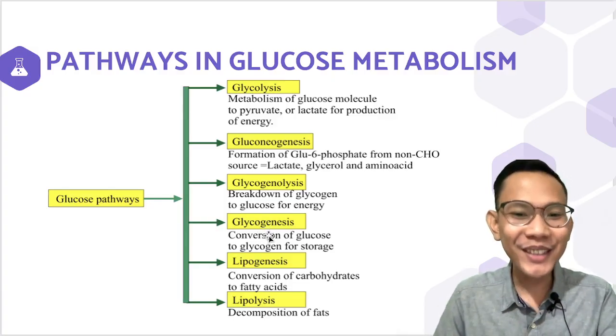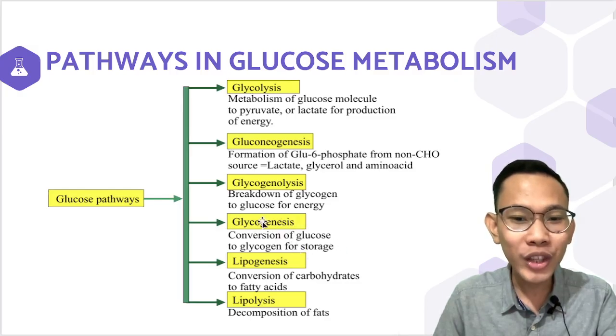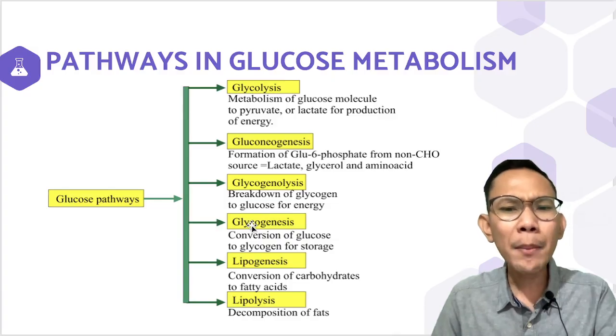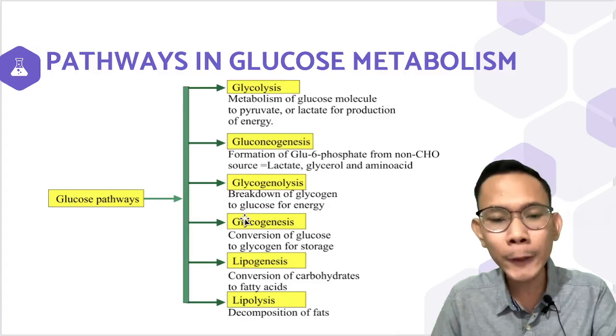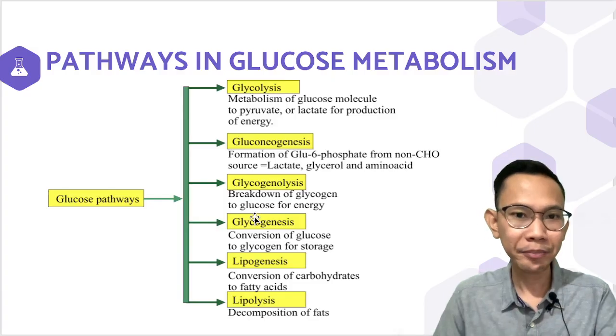Next, your glycogenesis. Glycogenesis is the conversion of glucose to glycogen for storage. Genesis, formation of your glycogen. So, bakit ka magpo-form ng glycogen? Remember, your glycogen is a storage form. Does this happen during a well-fed state or fasting state?